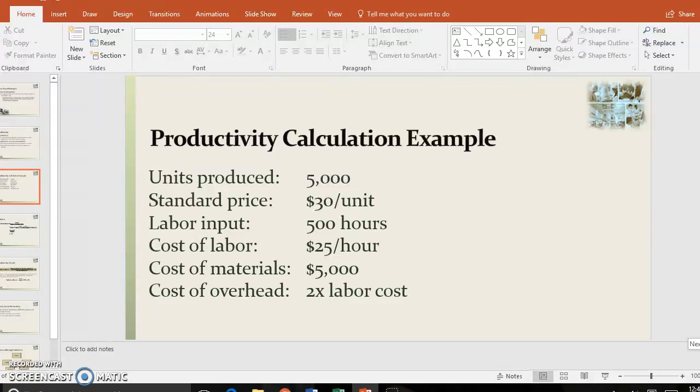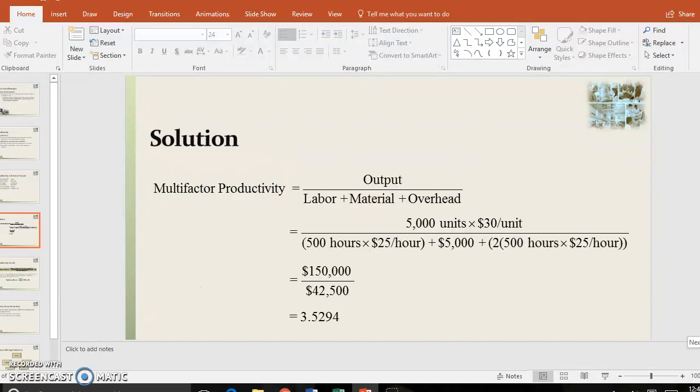When we make our productivity calculations, generally we use the number of units that are produced, the standard price of those units, labor input, in this situation 500 hours, the cost of labor, how much per hour for labor, the cost of materials, and lastly a calculation for overhead. In this situation it's 2 times labor costs. Of course, in our homework, as well as other activities in the text, it goes through different approaches to this, but generally when you're looking at productivity, you're really looking at a variation on these important components of output, productivity level, labor, materials, overhead, and the like.